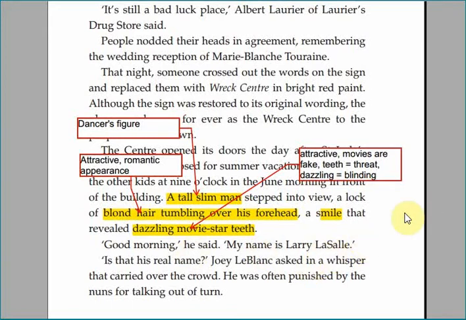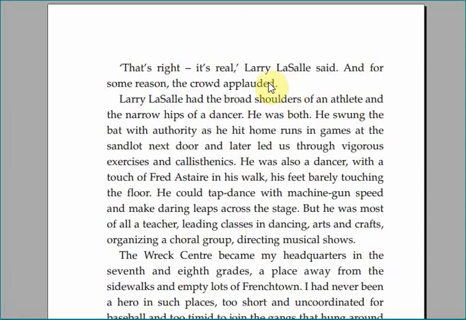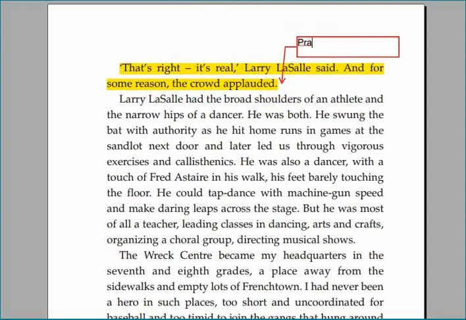"Good morning," he said. "My name is Larry Lasalle." Very plain, very introductory ending. And for some reason, when he says his name, that's right, it's real, his name is real, everyone claps. So it's this idea that he automatically gets praised for anything that he does. And for some reason, they love him without question. He's very impressive. He makes a very good first impression. But think about the fact that they're applauding him at the idea that something is real. Again, you have this idea of like real or fake coming through there.